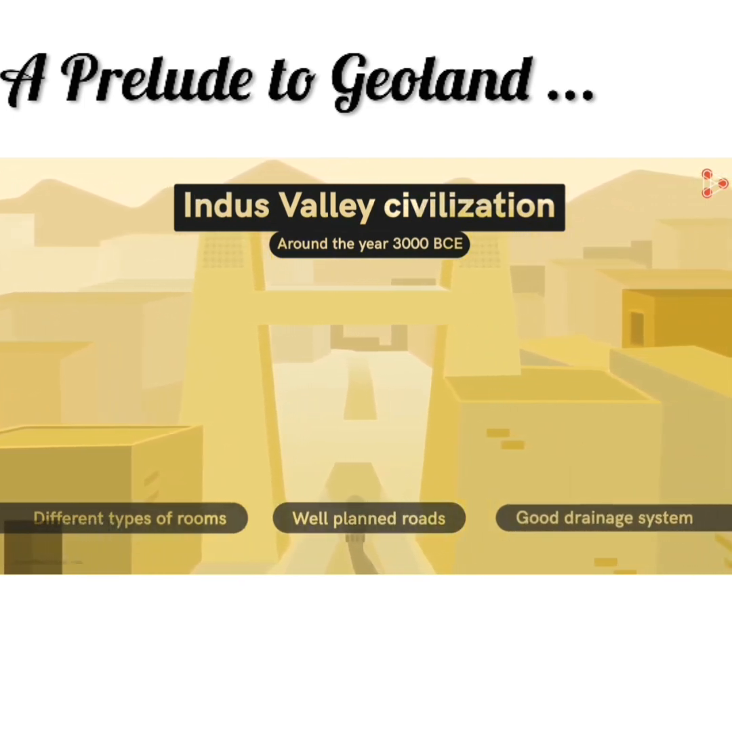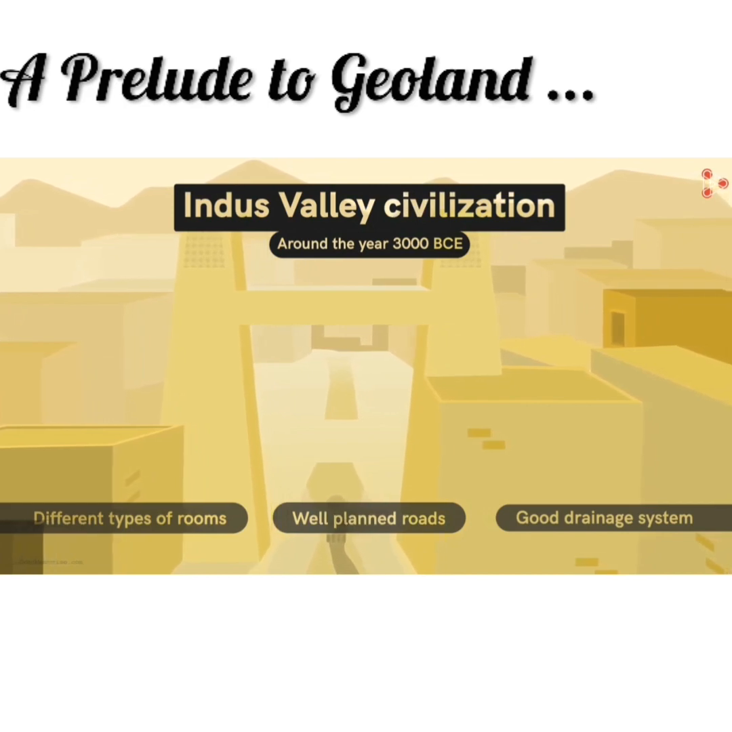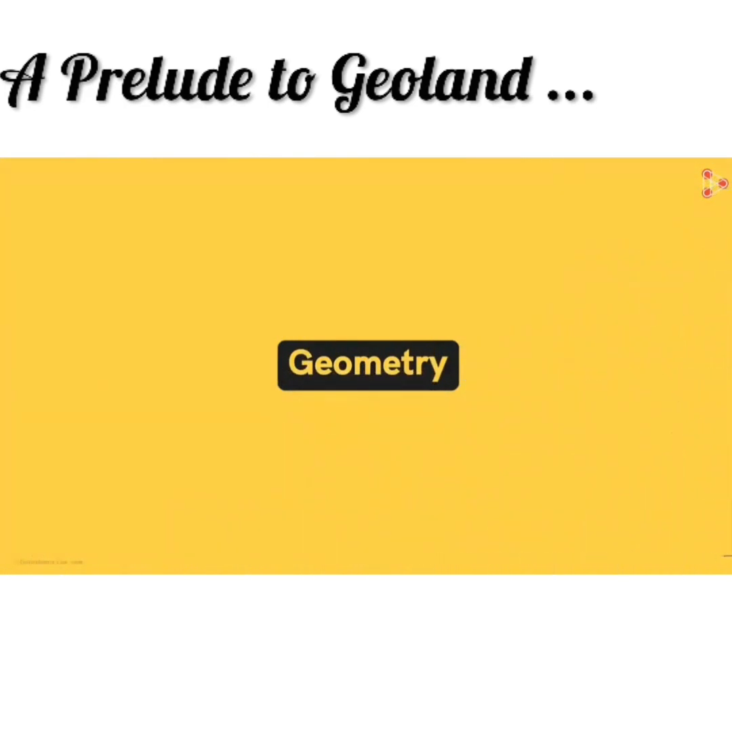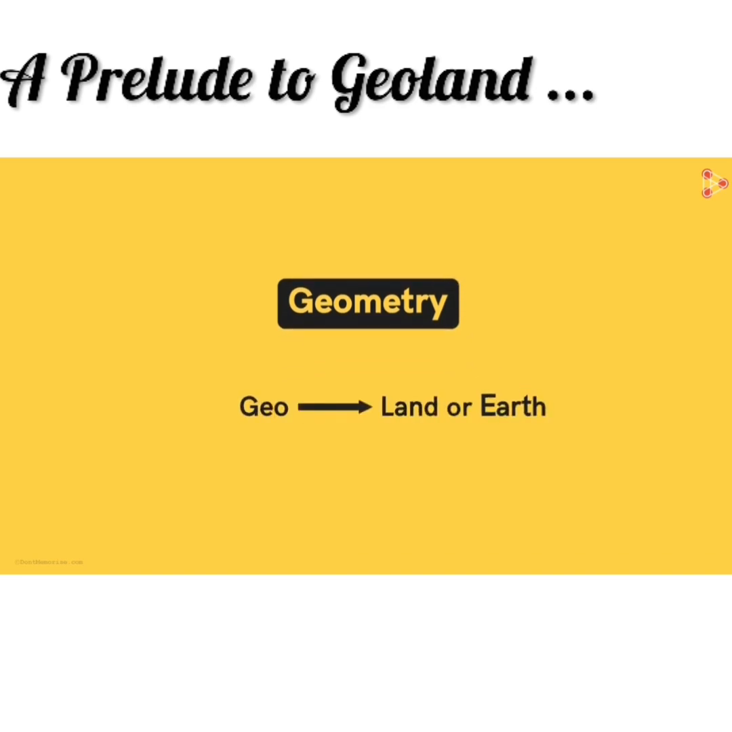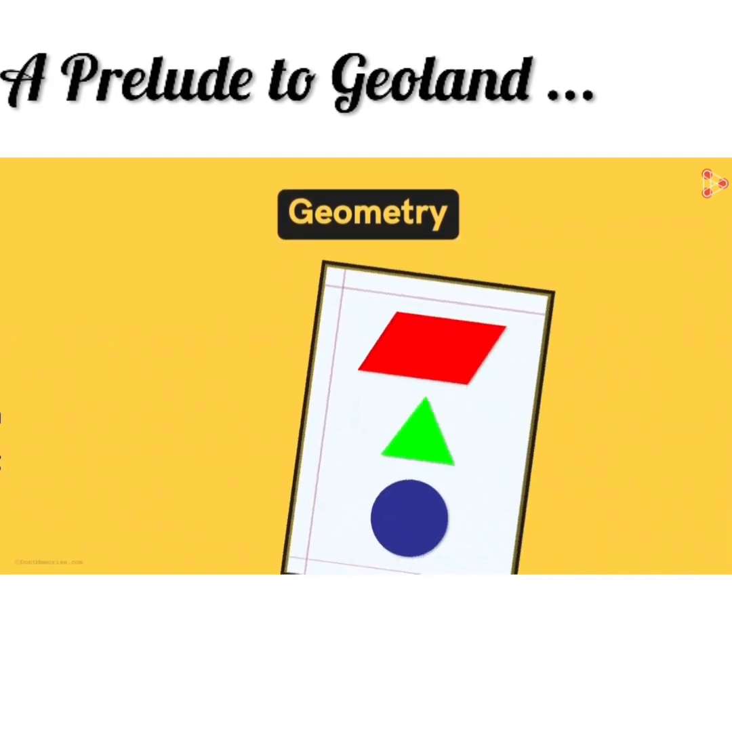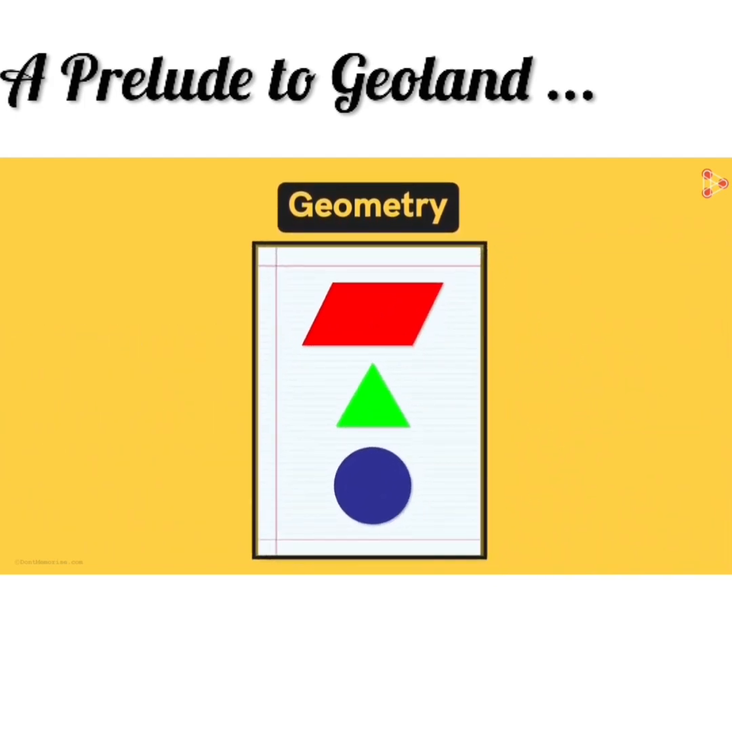The word geometry itself comes from a combination of Greek words. Geo means land or earth, and metrian means measurement. So, geometry means the measurement of earth. The geometry we study on paper today was actually conceived as a solution to day-to-day problems in the ancient world. The ancient Egyptians also used geometry in construction, designing granaries and making the pyramids.